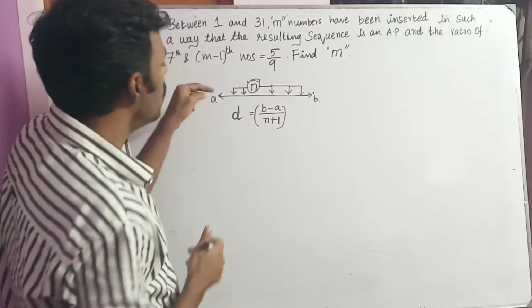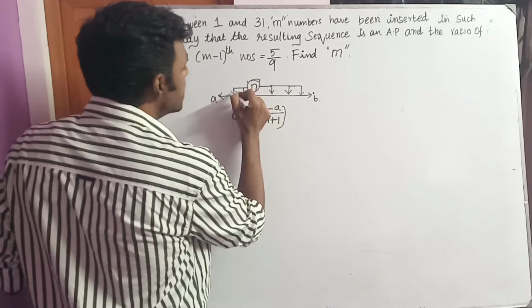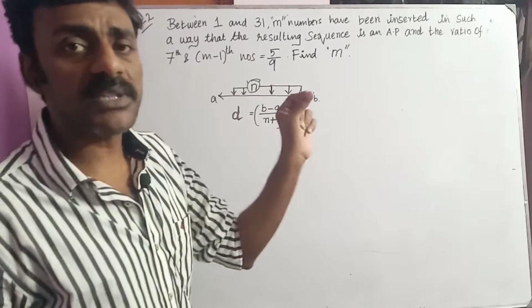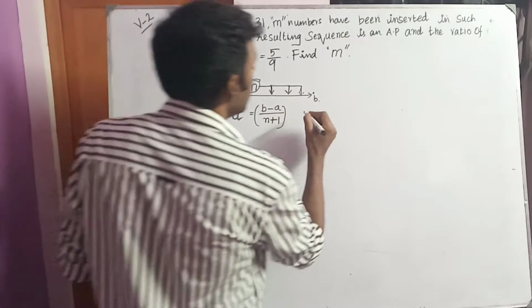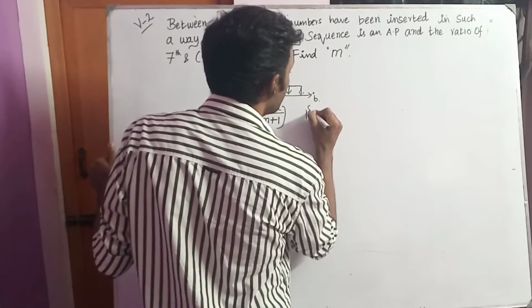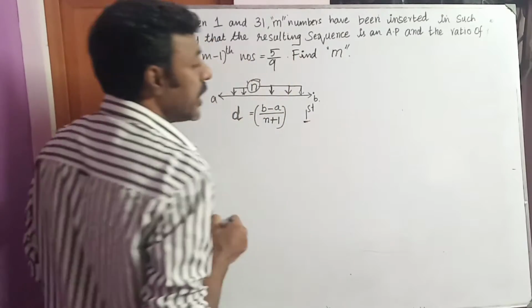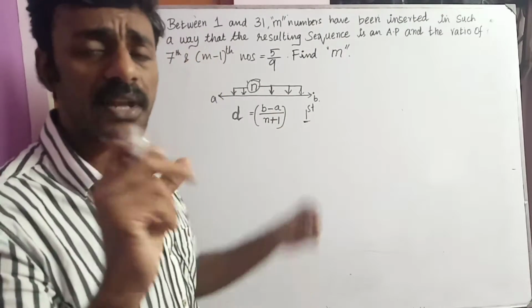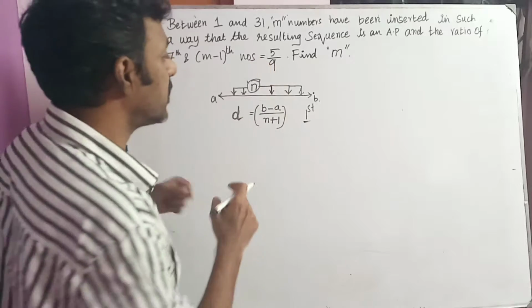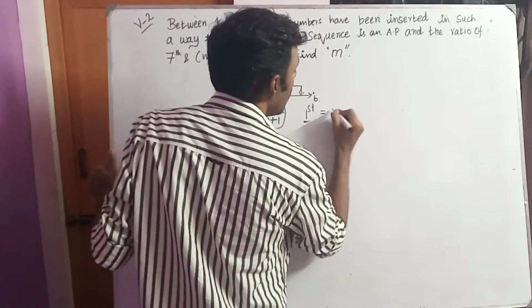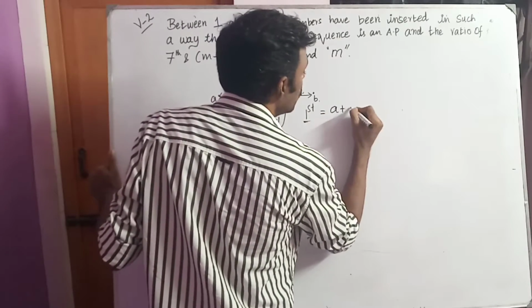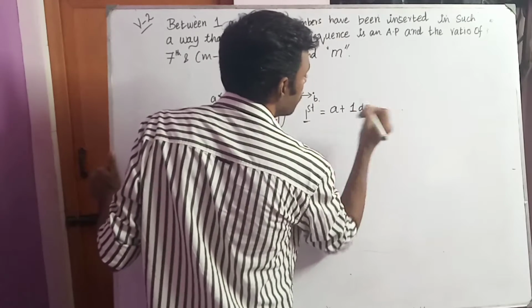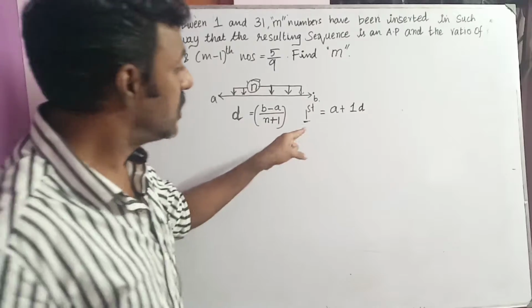Now, you are inserting numbers between A and B. So let's find the general form of the numbers that have been inserted, for example the first number that has been inserted. The first number that has been inserted will take the form A plus 1 into d, that is, A plus d. This is the first number.